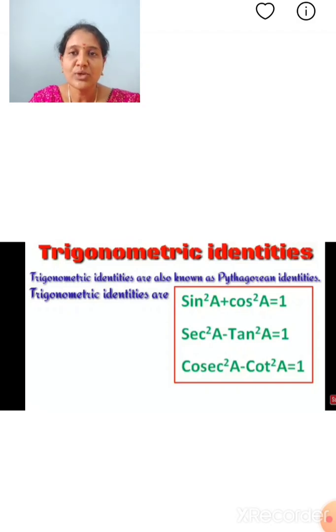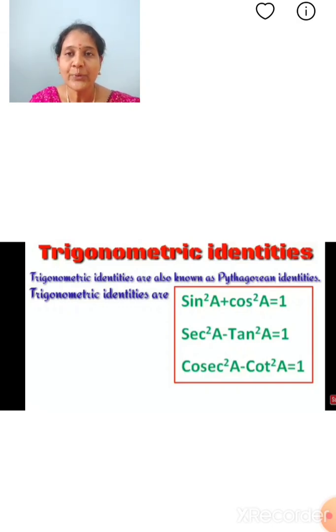So the first trigonometric identity is sin square A plus cos square A is equal to 1. Then sec square A minus tan square A is equal to 1. Then cosec square A minus cot square A is equal to 1. Coming to the first identity, you have to remember it, children. Sin and cos are friends. I already told you. Sin square A plus cos square A is equal to 1. That is the first identity.